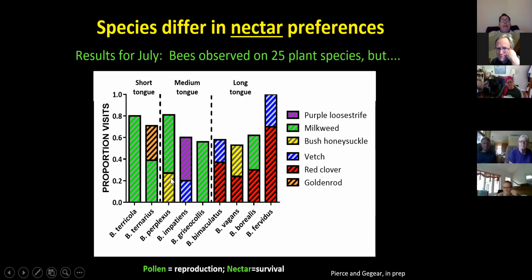So why is it that they have these different preferences? And the answer is nectar chemistry and pollen chemistry. I'm collaborating with somebody at Cornell to look at what are the compounds that these species prefer in the nectar, and that will help us with the plant selection.